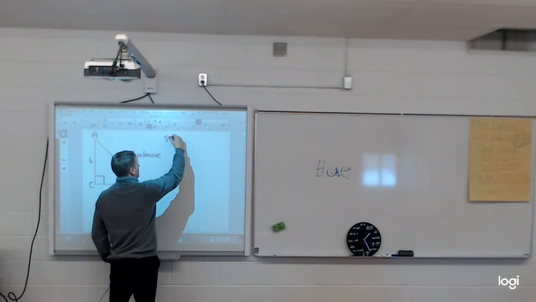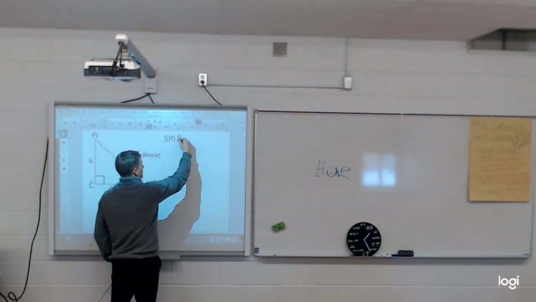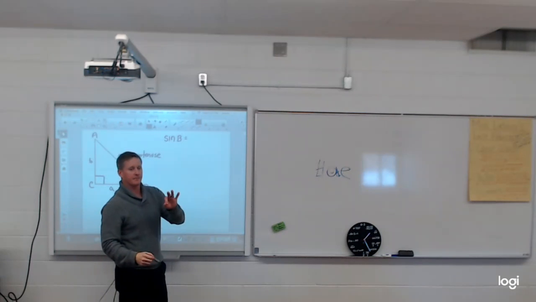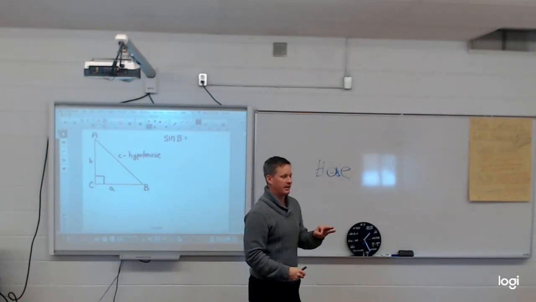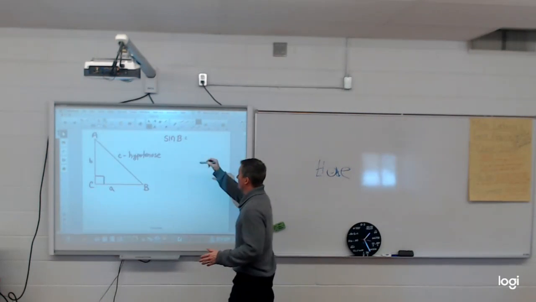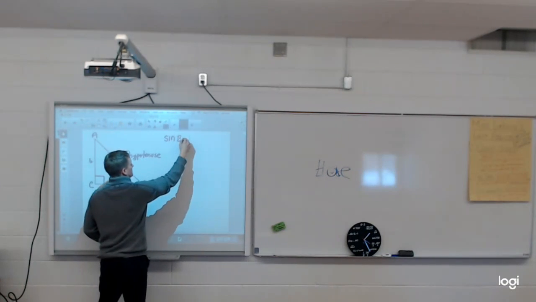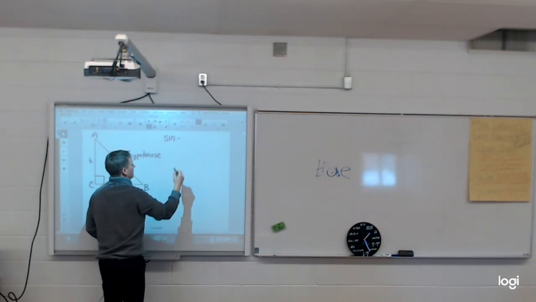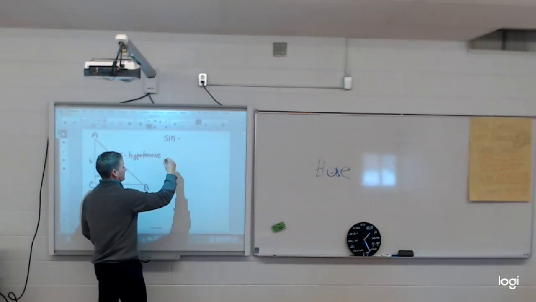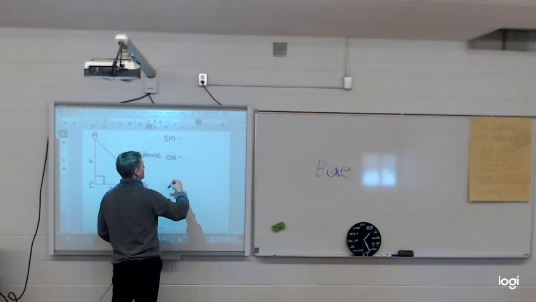So I'm going to go like this. The sine of angle B. Now we have three of them. Let me start with this. There are three ratios that we discuss. There's the sine ratio, the cos ratio, and the tan ratio.